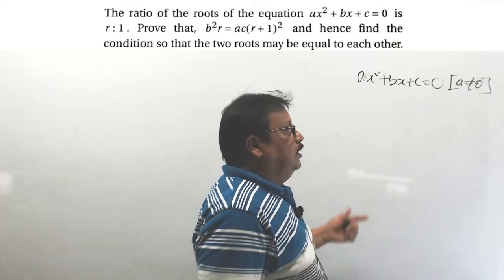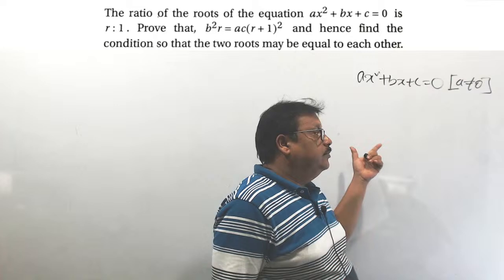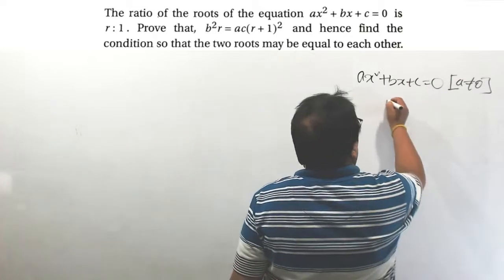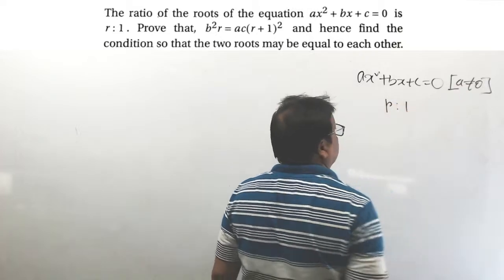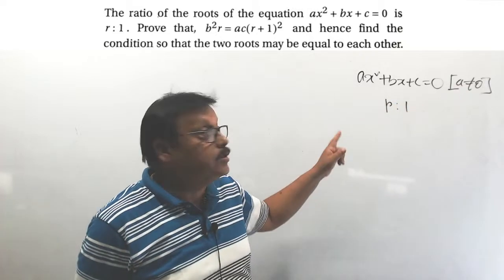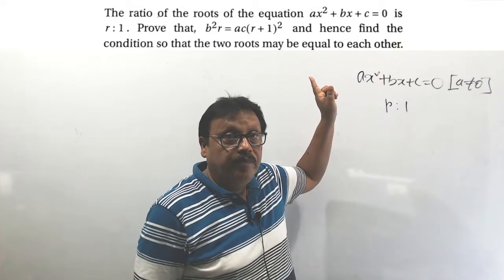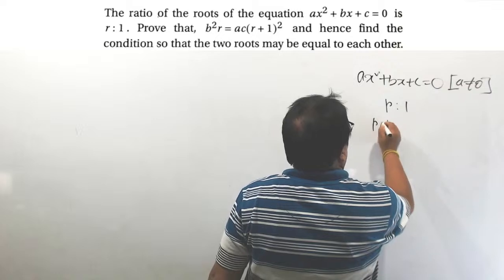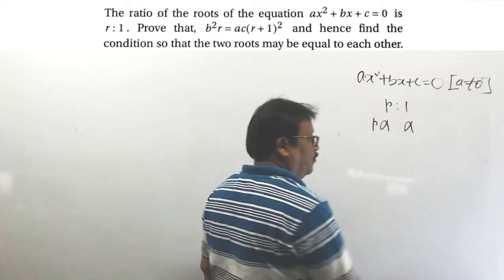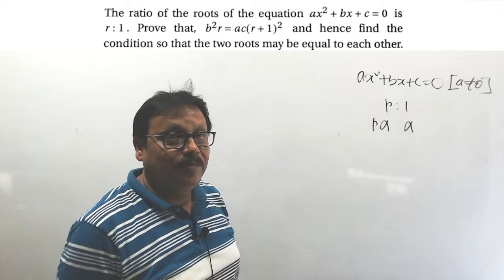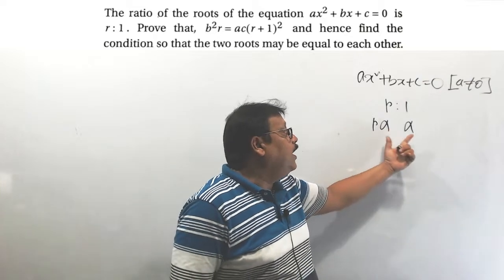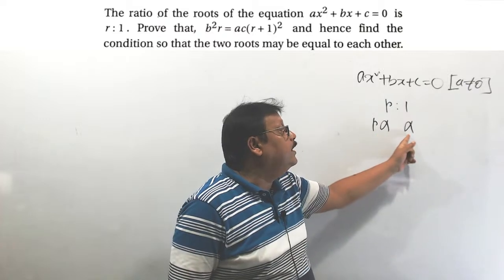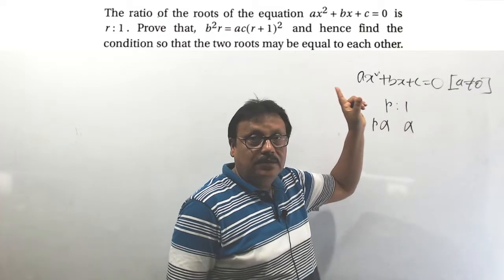And the ratio of the roots is r is to 1. What is the ratio? R is to 1. This is the ratio between the roots of this equation. So let us assume the roots are what? R alpha and alpha. বুঝতে পেরেছো? তুমি যদি রুটস আর আলফা এবং আলফা নিয়ে নাও তাহলে কি হবে? তাদের রেশিও কি হবে? আলফা আলফা will be cancel, r is to 1. Okay.